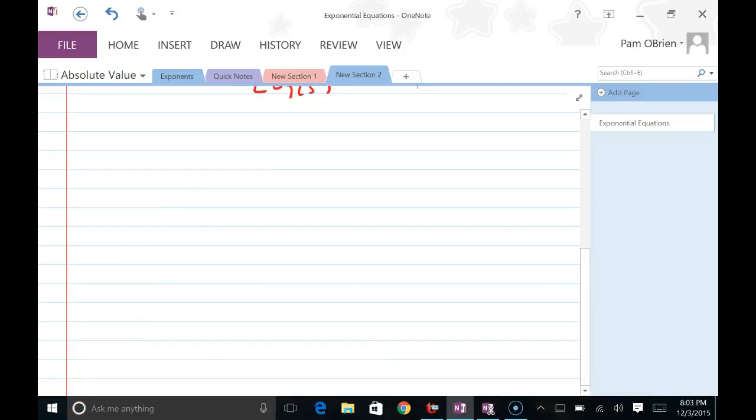For our second example, we're going to have a problem where the base isn't a rational number, it's going to be the irrational number e. So let's start off with 4 times e to the 2x equals 5. Just like in class today, we want to get the variable by itself, so we're going to divide both sides by 4. That will lead us to e to the 2x equals 5/4.